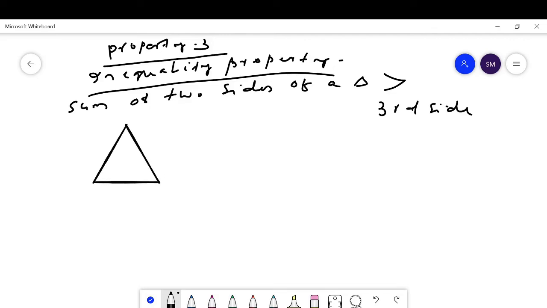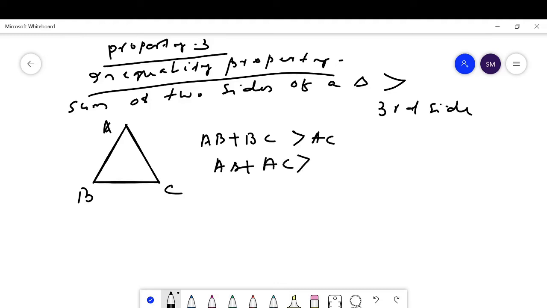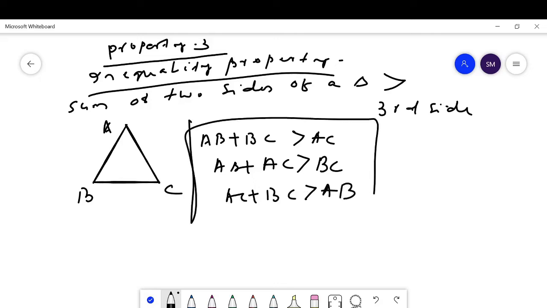Suppose ABC is a triangle. AB plus BC is greater than AC. AB plus AC must be greater than BC. AC plus BC must be greater than AB. If these three conditions are satisfied, then only can we form a triangle. The sum of two sides of a triangle is greater than the third side. This property is called the triangle inequality property.